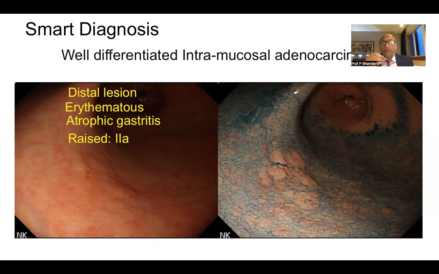It's intramucosal because it's flat, it's soft. I haven't shown you the inflation and deflation. When you do that, it moves.